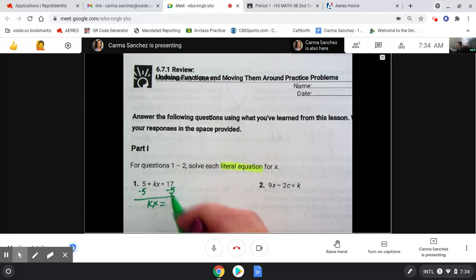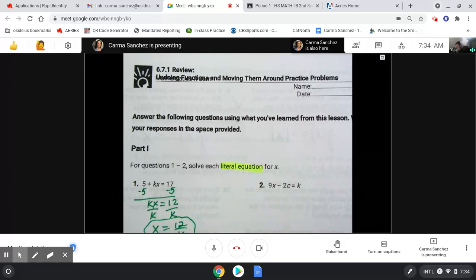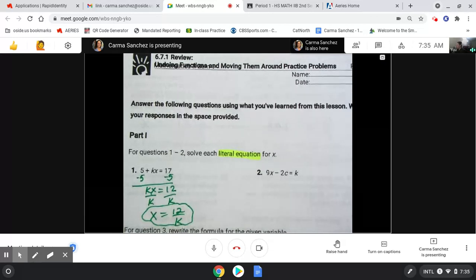17 minus 5 is 12. And then we just divide by k. We just manipulated the equation to move things around to solve for x. How'd you do? All right, let's do the same thing to the next one.